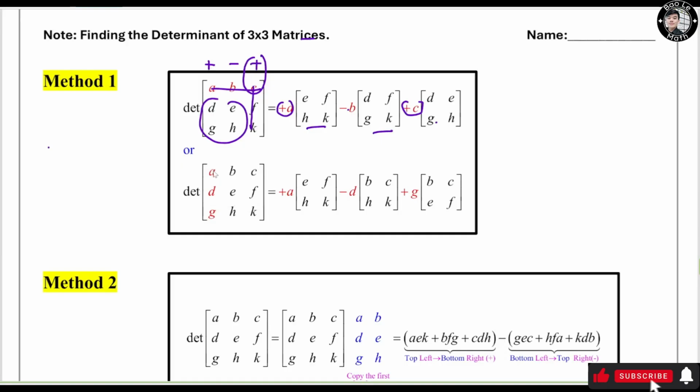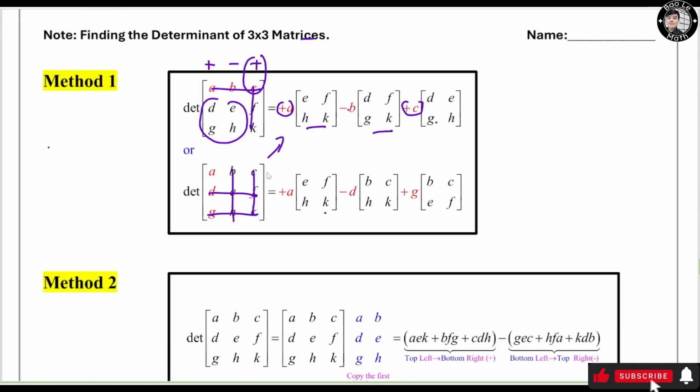Or you can start with the first column. So you're going to place the plus, minus, plus signs right here. You do exactly the same thing. I'm going to start with plus A right here, cross out this one, and end up with this one right here. And you do exactly the same thing as on the top. Now, keep in mind, you can start with this column or this row, whatever.